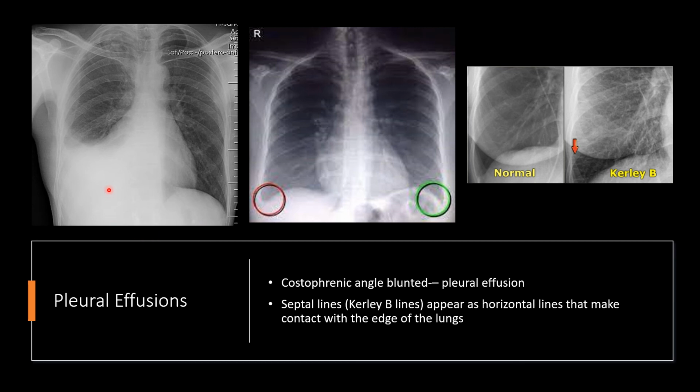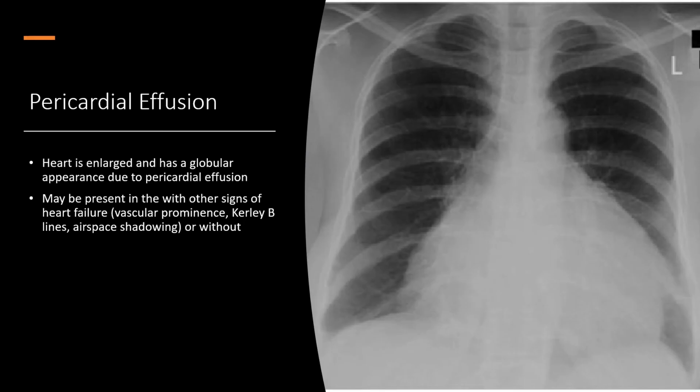On the right, you see a large right pleural effusion. In the middle, there's one that's more discrete, that's identified by blunting of the right costophrenic angle. And then here's a better look at curly B lines, which are the horizontal projections from the lateral aspect of the lungs due to interstitial edema.